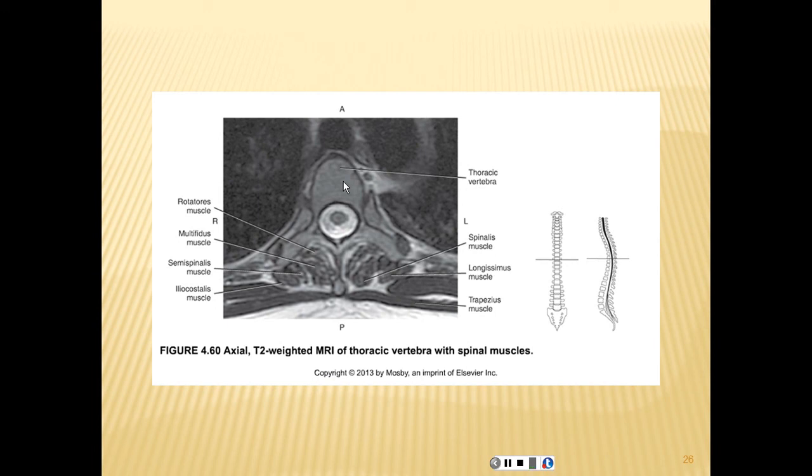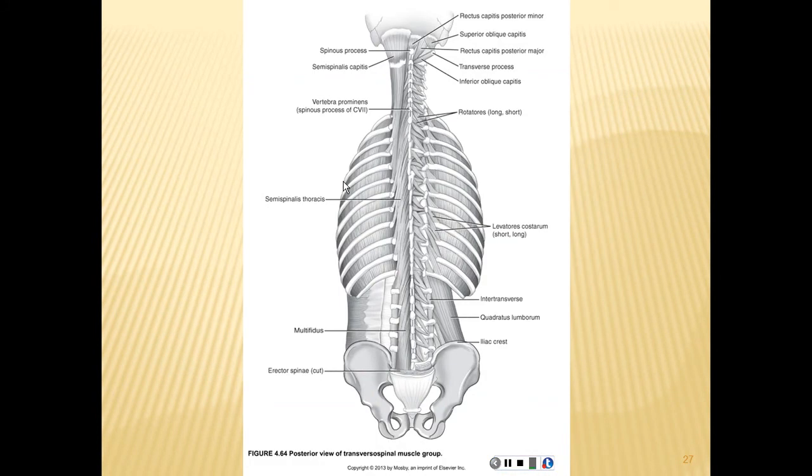The splenius muscles are located on the lateral and posterior aspect of the cervical and upper thoracic spine. Remember, we looked at the splenius muscles when we were looking at the neck. They're higher up. The splenius groups are higher up. And we have an anterior, middle, and a posterior. This is a posterior view of the transversospinal muscle group.